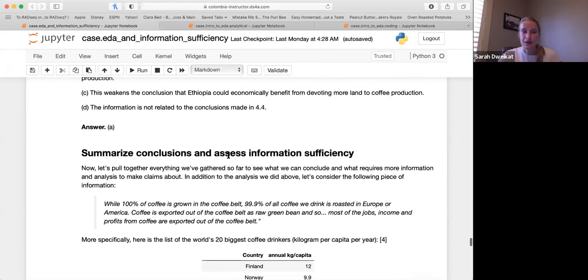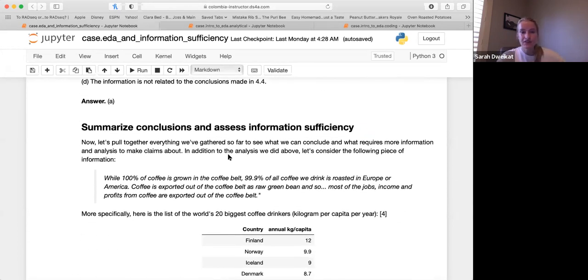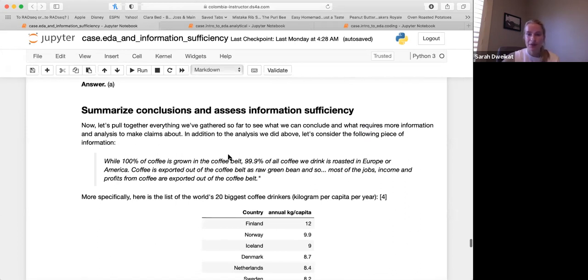So, we're summarizing our conclusions, and we're going to assess our information sufficiency. We're going to think about what we've gathered so far and figure out what we need more information for. And I think everyone has given really great comments about what we need more information for.